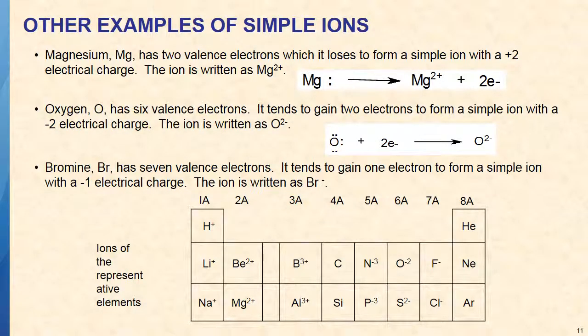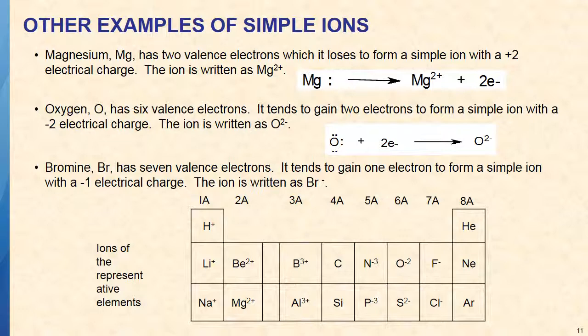Here are some other examples. So +1 and -1 aren't the only charges that ions can have. Magnesium, which has 2 extra electrons in its outer shell, will have to lose those 2 electrons, and so it will become a +2 ion. Oxygen, on the other hand, as you can see, has 6 electrons. It needs 2 more. So if we add 2 more electrons to oxygen, it will have a -2 charge.